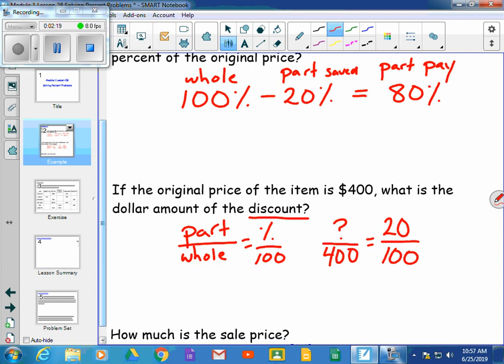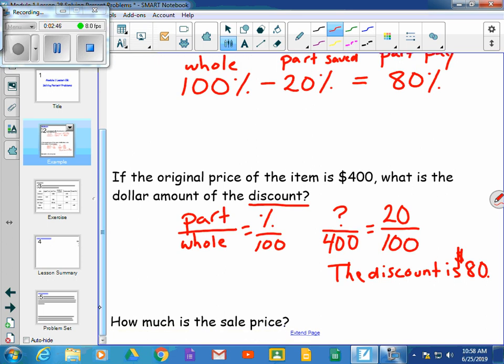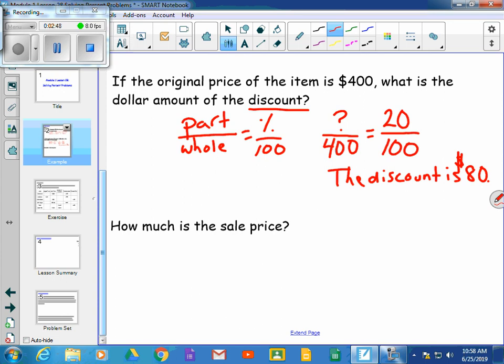If I cross multiply and divide that, I get 400 times 20, which is 8,000. Divide that by 100, and you get 80. So the discount is 80. That means you're saving $80. You're not paying $80. You're saving $80 on that $400 item. That's how much you save. But I want to know how much is the sale price. That's what you're going to pay.